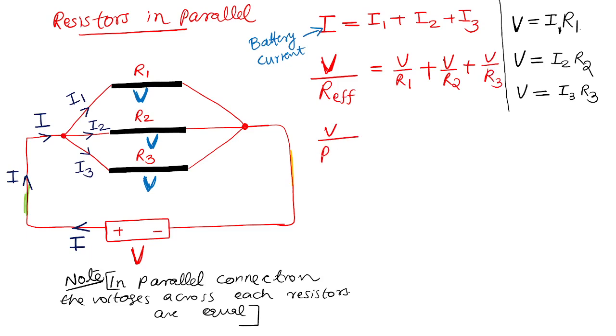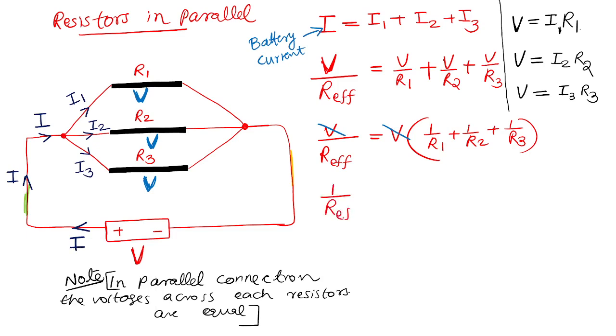Or V by R effective. On the right side, you can see that V is common. If there is any common term, you take it outside. If you take V outside, we get 1 by R1 plus 1 by R2 plus 1 by R3. So V is common, and you can cancel V on both sides.